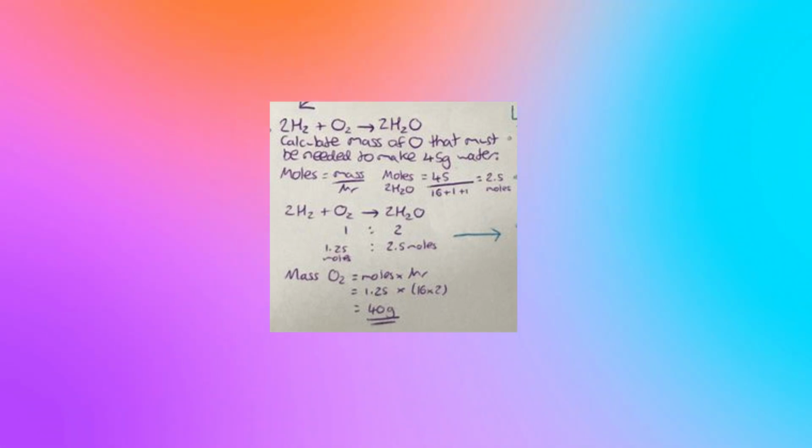Now we're going to write out the ratio of our moles in the equation. So if we look at the big numbers, we can see we've got 2H2, we've got 1 O2, and we've got 2H2O. But we're only interested in the oxygen and the water, so we've got 1 to 2.